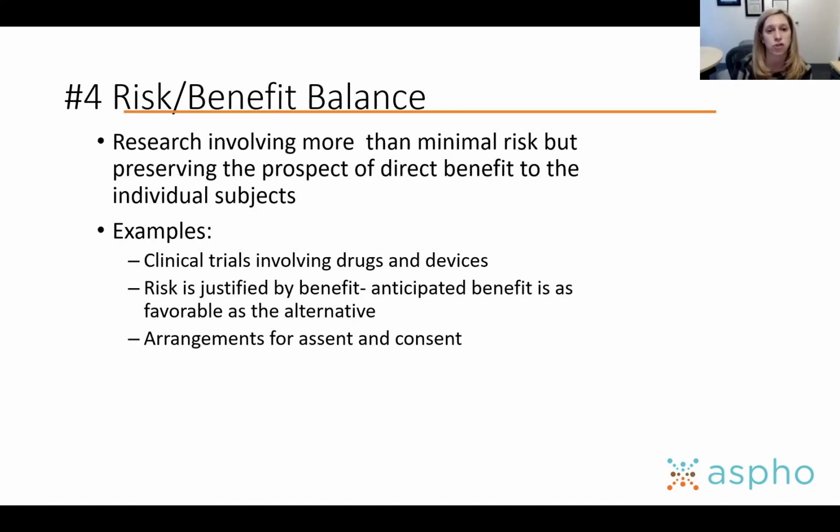However, there can be research that involves more than minimal risk, but still preserves the prospect of direct benefit to the individual subject. Examples would be clinical trials that involve novel drugs or devices, where the risk can be justified by the anticipated benefit that we hope will be favorable to whatever the alternative is. And in this case, we need to explain to, for example, the IRB, how we will discuss the risks and the potential for benefits in the informed consent discussion.